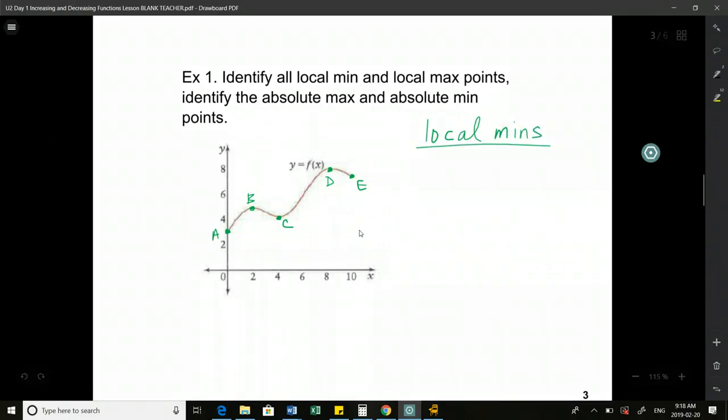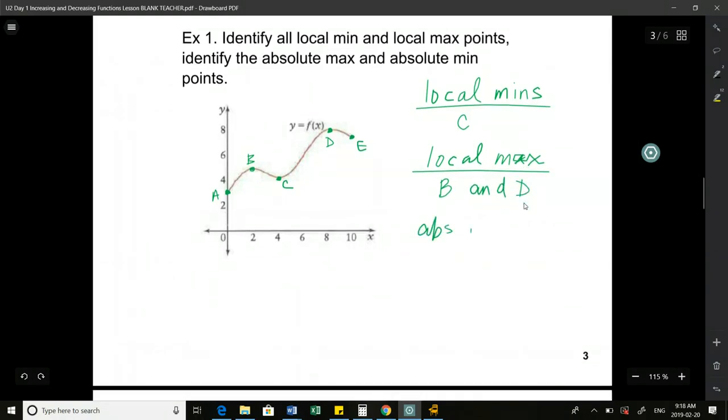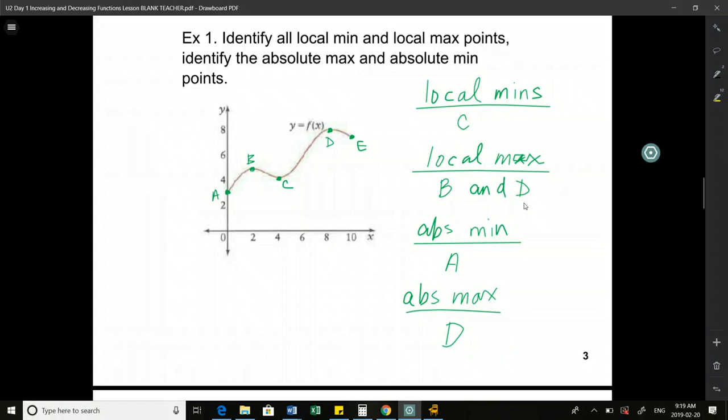So local mins. What points are local mins here? Not values. I just want the points. We just labeled them. Okay, so where are the valleys? Okay, just C. It must change from decreasing to increasing to be a local min. How about local maxes? B and D. How about absolute min? A, yeah. Okay, that's why we need the endpoints. Absolute max is D, yeah. Good.